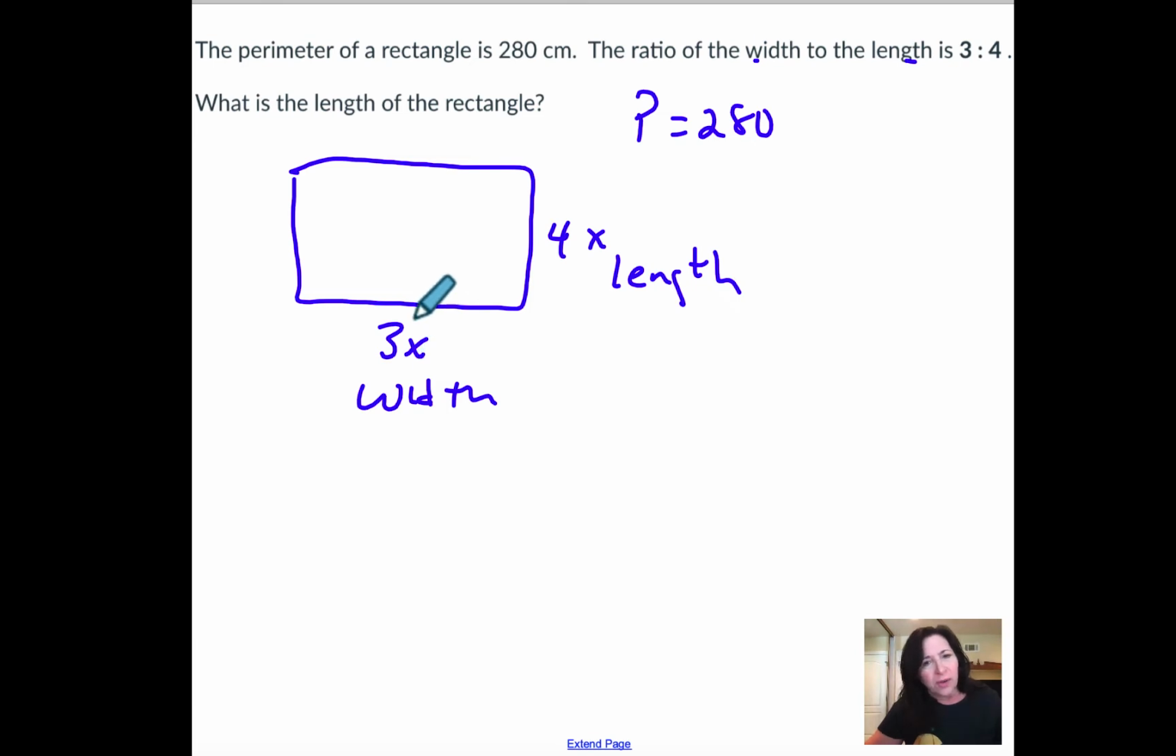So what you would do is you would say, well, I know if that's 3x, this side is 3x. If that's 4x, this side is 4x, because it is a rectangle. Rectangles have opposite sides that are congruent.